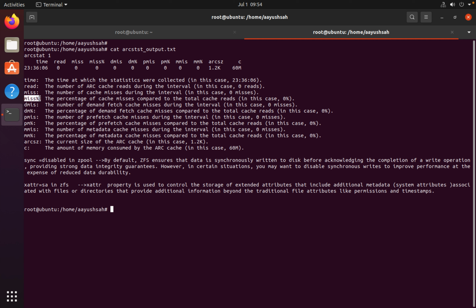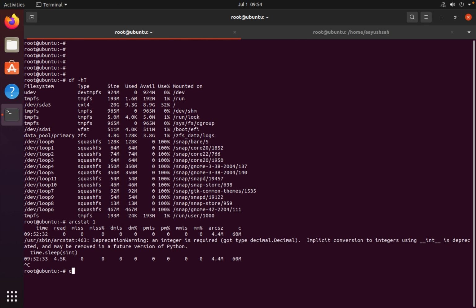Similarly there is miss percentage, and this is the demand data cache miss, this is the prefetch cache miss, and this is the metadata cache miss, and so on. This c is the total amount of memory allocated for the ARC, and this arcsz is the total amount of memory used from the memory that has been allocated. Okay, so how can we tune the parameters?